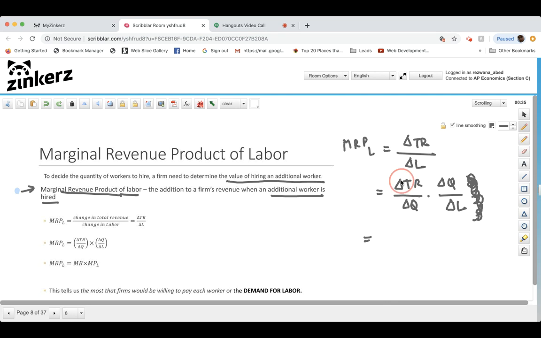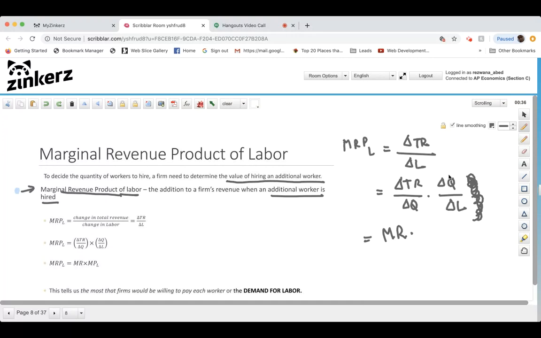The first portion tells you how much my total revenue changes when I sell one more unit of output. Do you remember at all what that was? If I sell one more unit of something, how much does my total revenue change? That is what we know as marginal revenue.